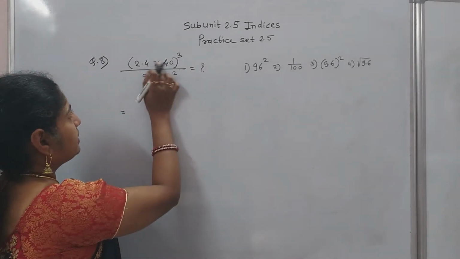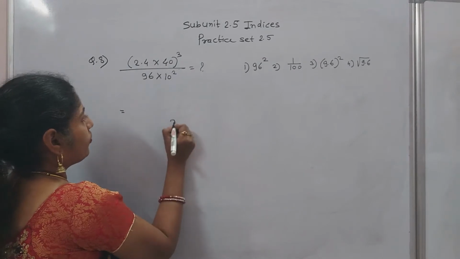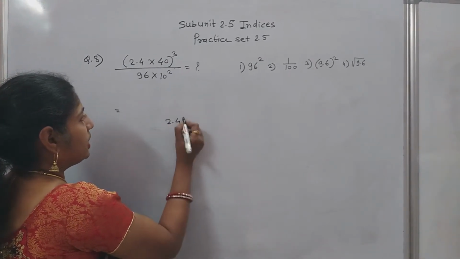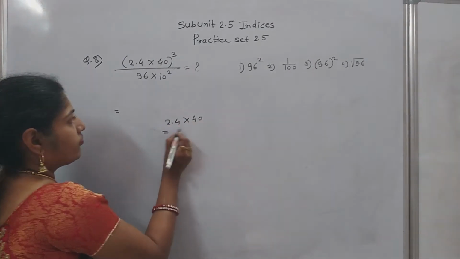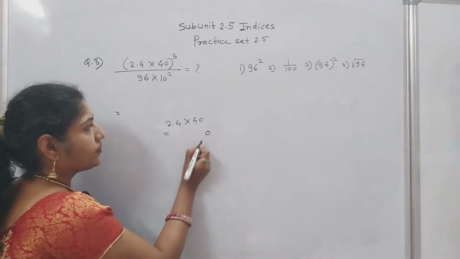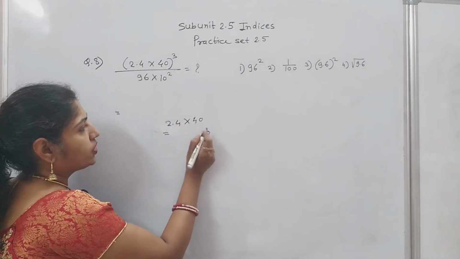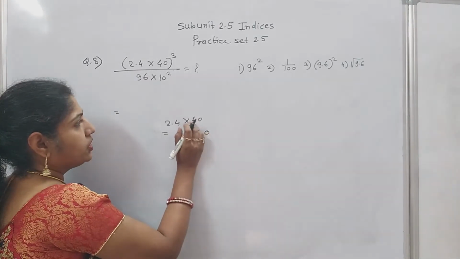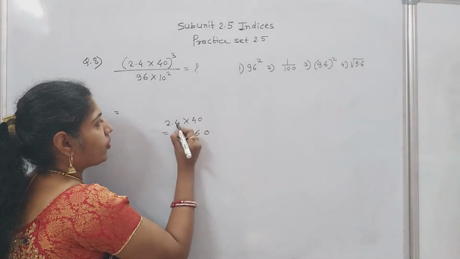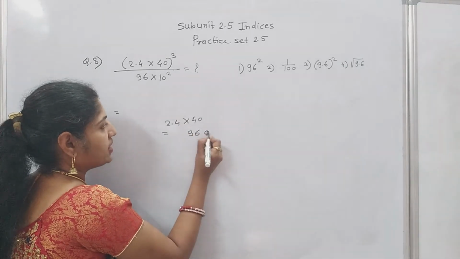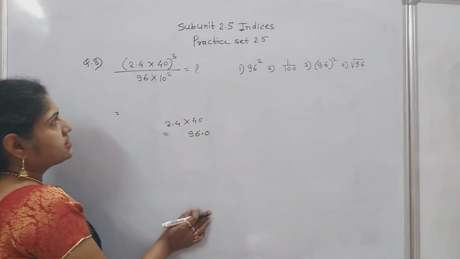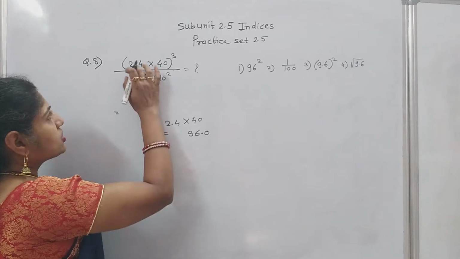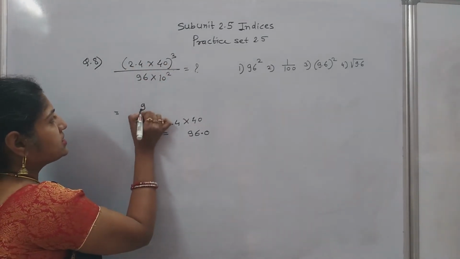First multiply this number 2.4 into 40. I put the 0 here. 24 into 4, 96. 960. Now give the decimal place number 0.1. 1 decimal place. So 96. Answer is 96. Multiplication of these two numbers is 96.